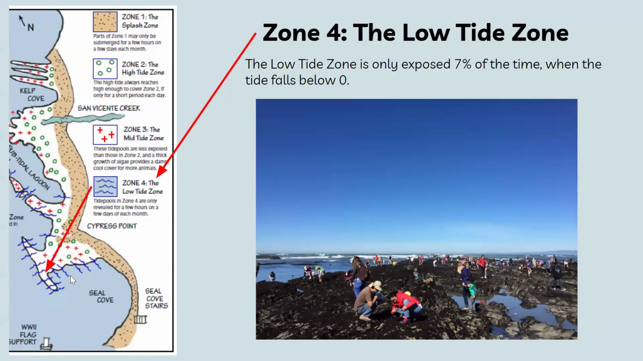Last but not least, we have the low tide zone. So this is the zone that you actually don't get to see very often because it's only exposed about 7% of the time when the tide falls below zero. And as I said before, that really only happens in winter. And sometimes it's around like April to May when we start to see some other low tides.